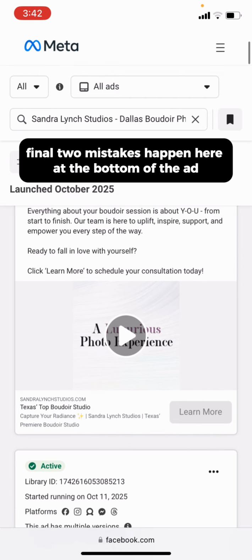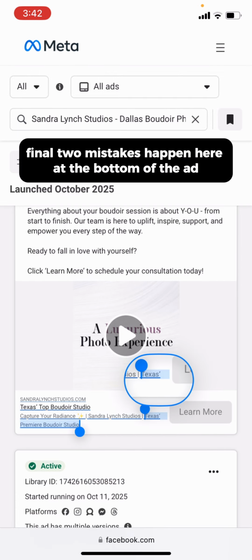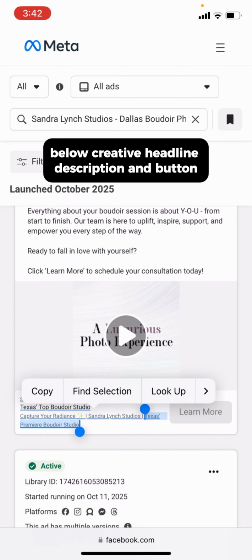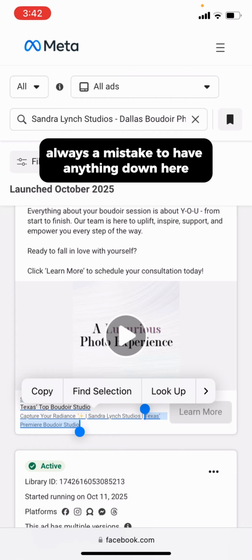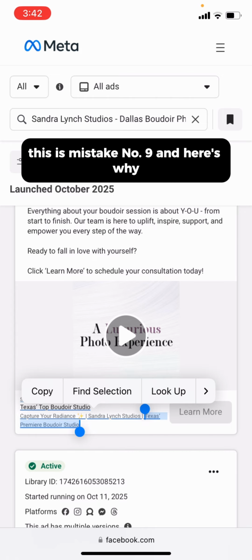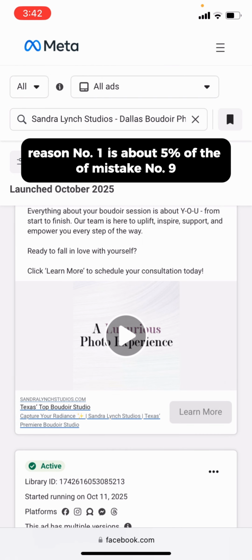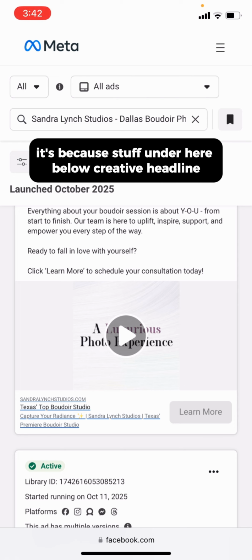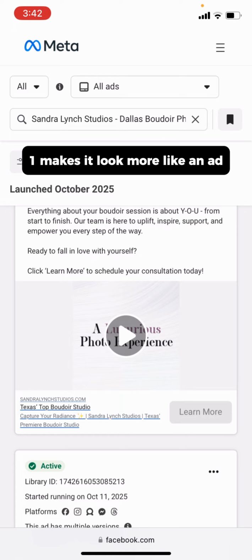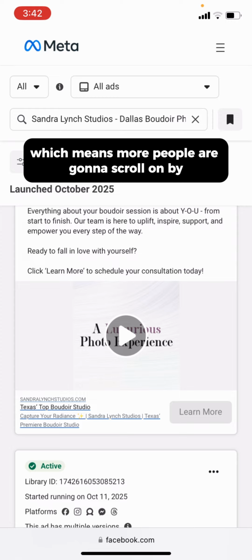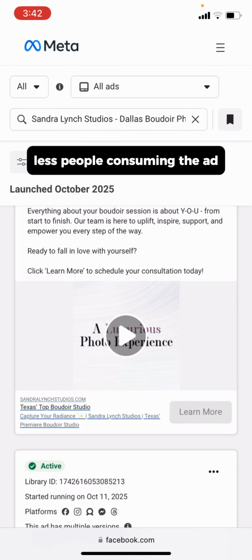All right, the final two mistakes happen here at the bottom of the ad, below the creative: headline, description, and button. It's always a mistake to have anything down here. This is mistake number 9, and here's why. Reason number 1 is about 5% of mistake number 9. Stuff under here, below the creative, headline, description, and button, ties into mistake number 1. It makes it look more like an ad, which means more people are going to scroll on by, and fewer people consume the ad.